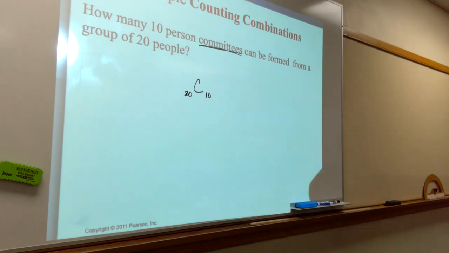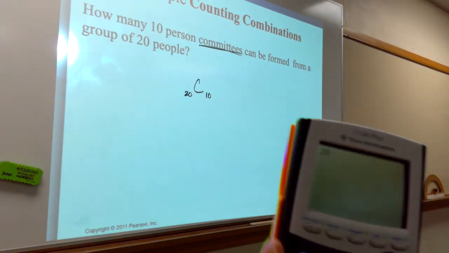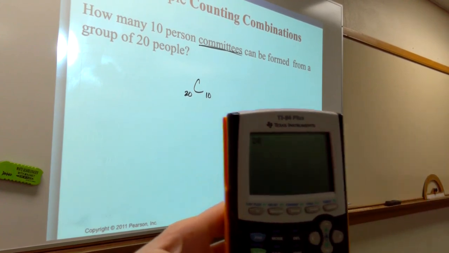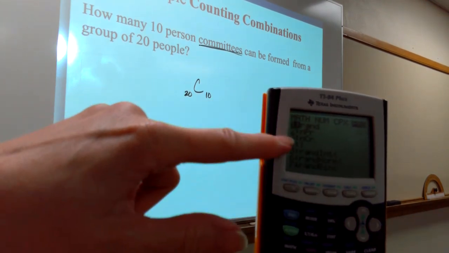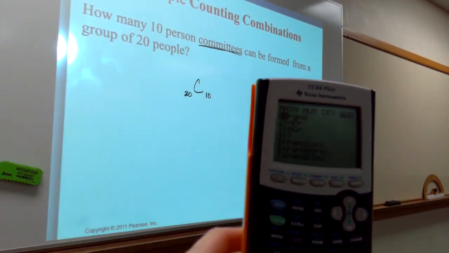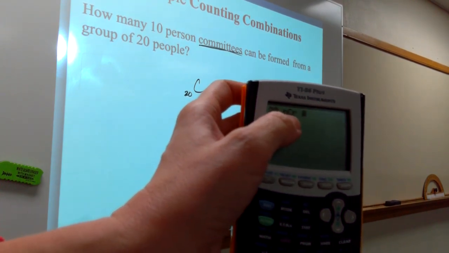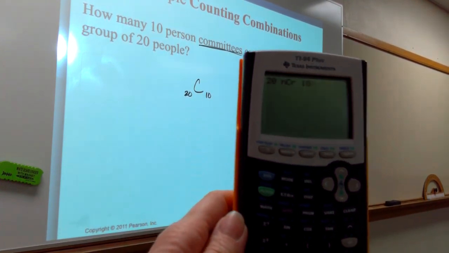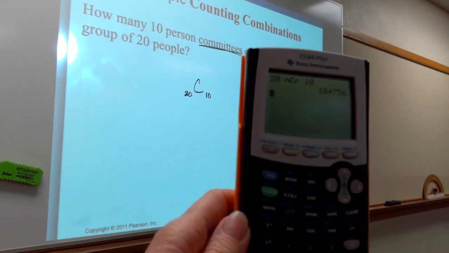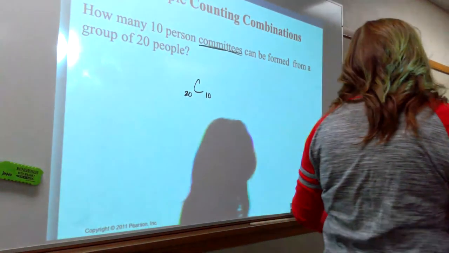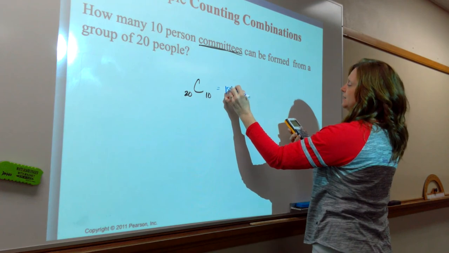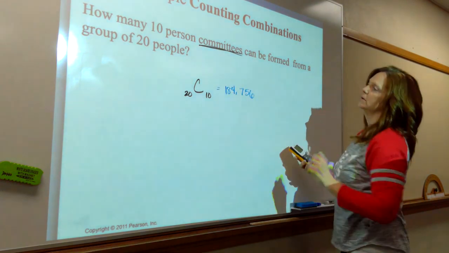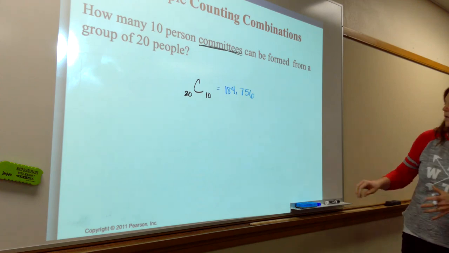Grab that calculator. Type in your number first, 20. Let me get you on the screen here. 20, math, all the way over to probability, and then combination is choice 3. I have 20, I'm picking 10, and then hit enter. So quite a lot, 184,756 different groups of people. But just try that, make sure you are able to find that answer on your calculator.